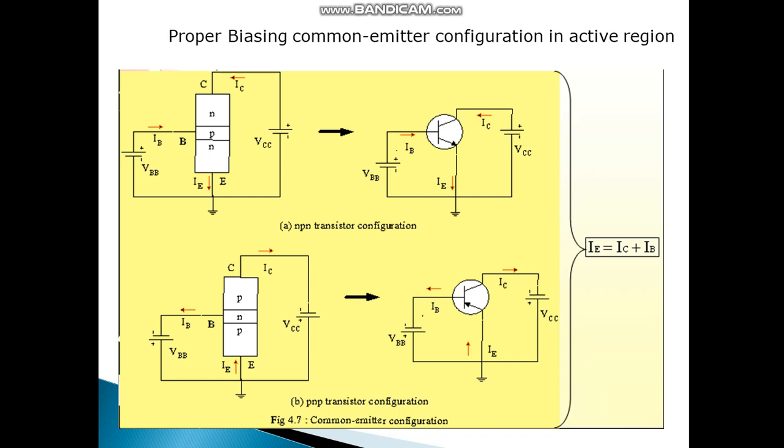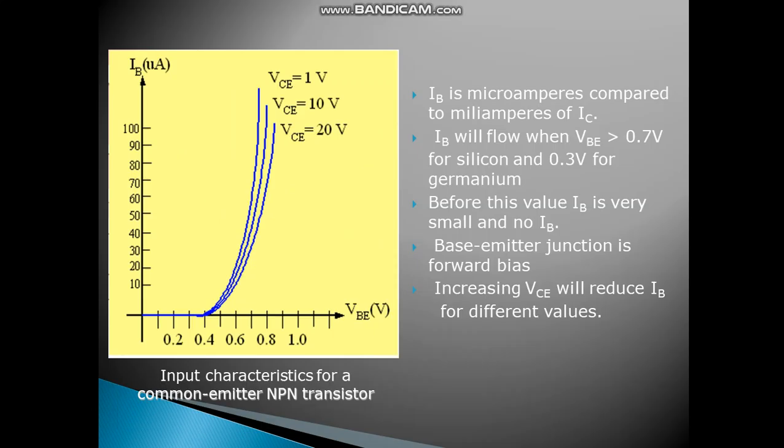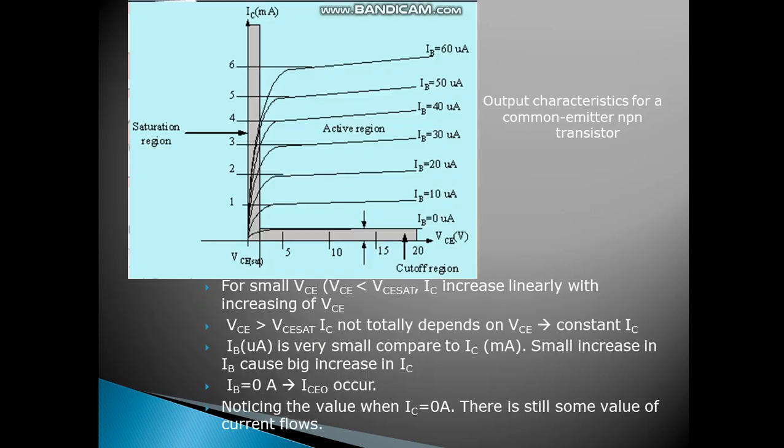So this is the diagram for the common emitter configuration. Here the emitter is common. For the input characteristics, the curve is drawn between the base voltage and the base current. This is the output characteristics. Here we can mention three regions: active region, saturation region and cutoff region.